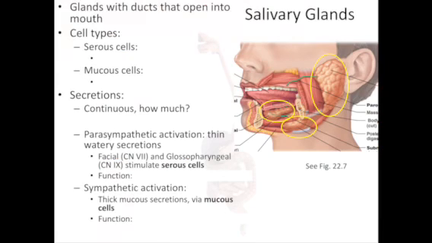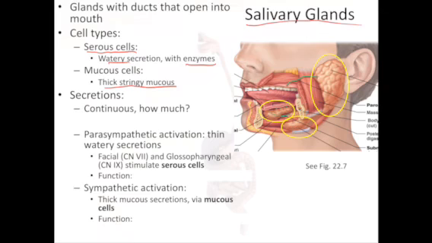Okay, some other unique features in the mouth that we haven't talked about before, besides just talking about which nerves innervate them, are the salivary glands. Inside of our salivary glands, they're typically made up of two different types of cells that represent the different parts of the nervous system that control each of them. First of all, we have the serous cells. The serous cells produce a watery secretion that includes enzymes. And then secondly, we have the mucus cells, which produce thick, stringy mucus. Okay, there's continuous secretions. We secrete a lot of saliva every day, from around 1 liter to 1.5 liters every day.